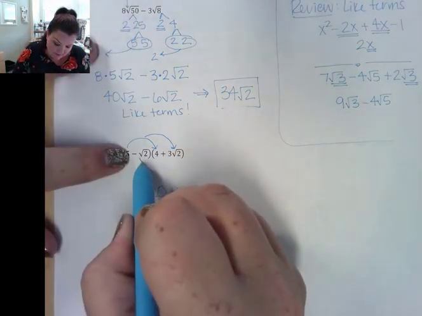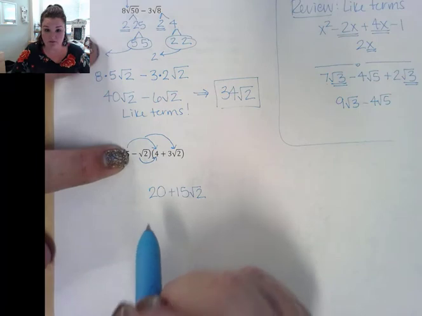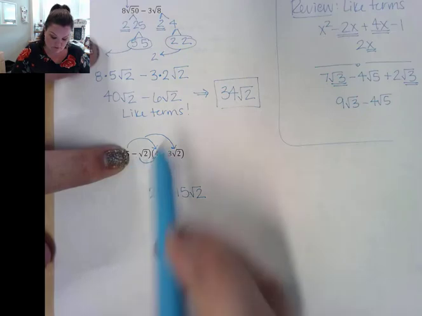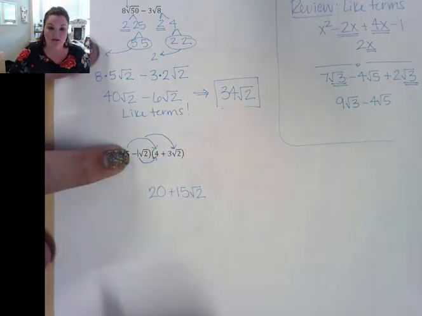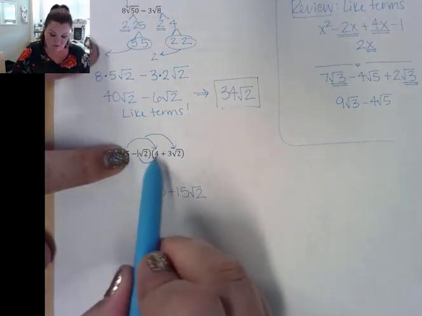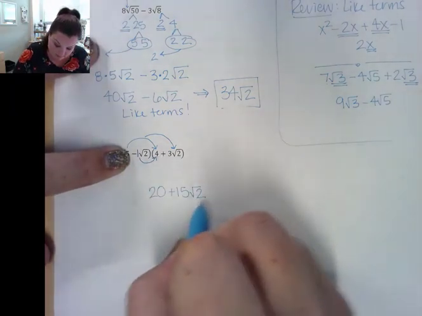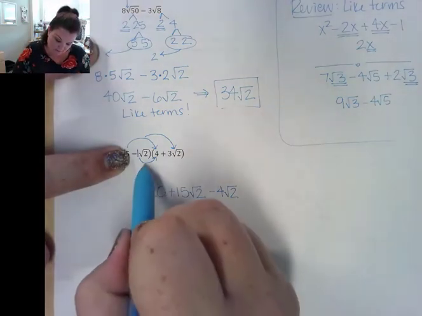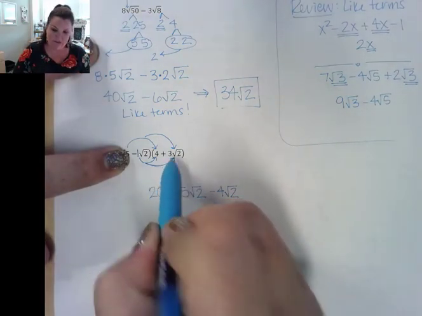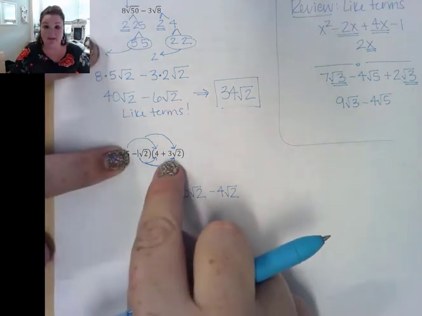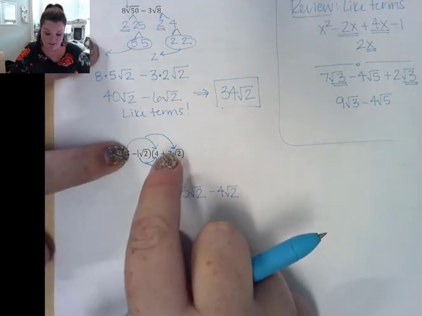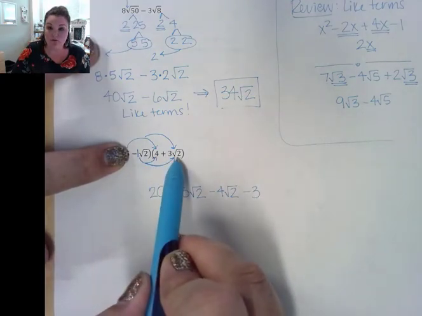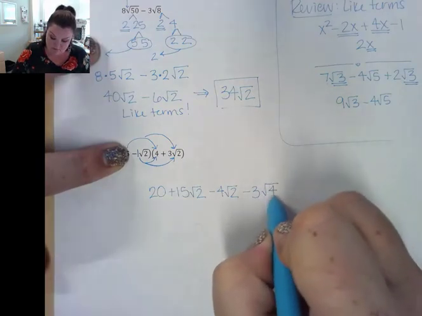When I distribute negative square root of 2 times 4, I can only multiply that 4 with outside values. So you can think of this as like a negative 1 in front of that. So 4 times negative 1, or 4 times a negative, right, makes it a negative 4 square root of 2. And then I'm going to distribute that negative square root of 2 times 3 square root of 2. So again, I multiply outside numbers with outside numbers. So negative 1 times 3 gives me negative 3. And then square root of 2 times square root of 2 gives me square root of 4.